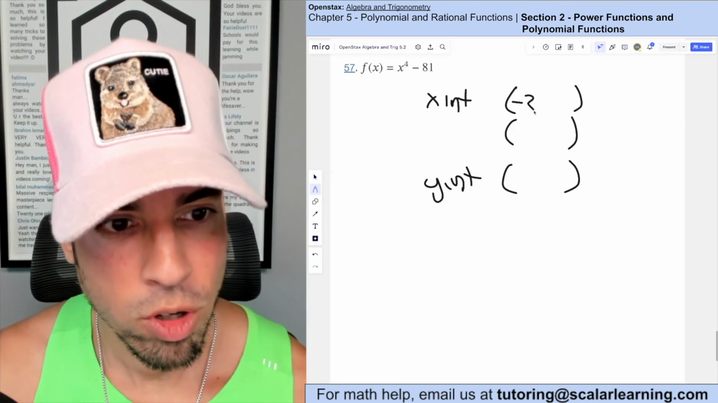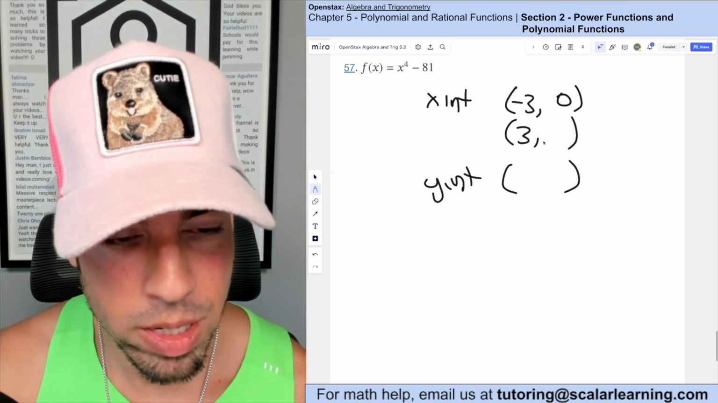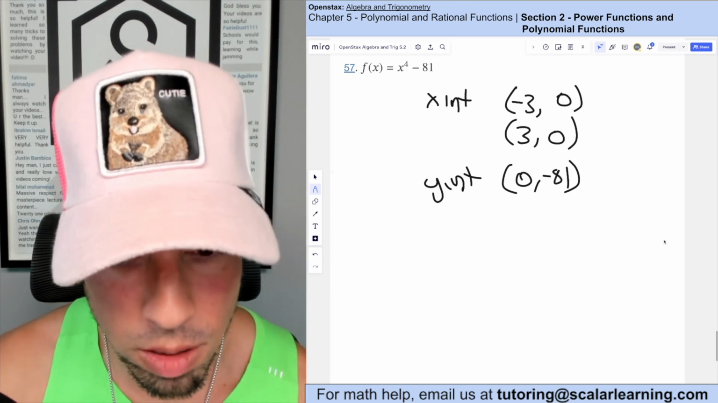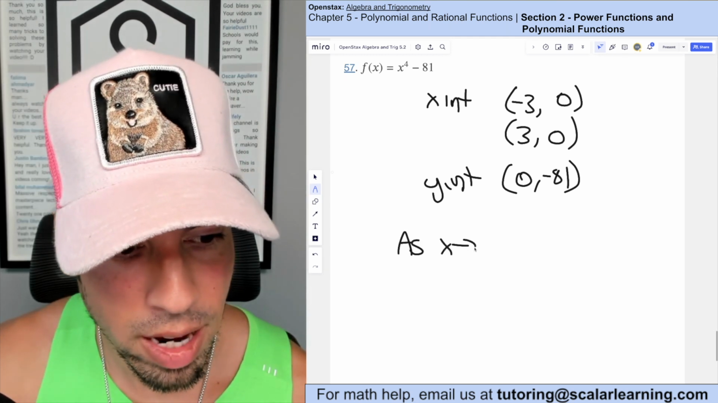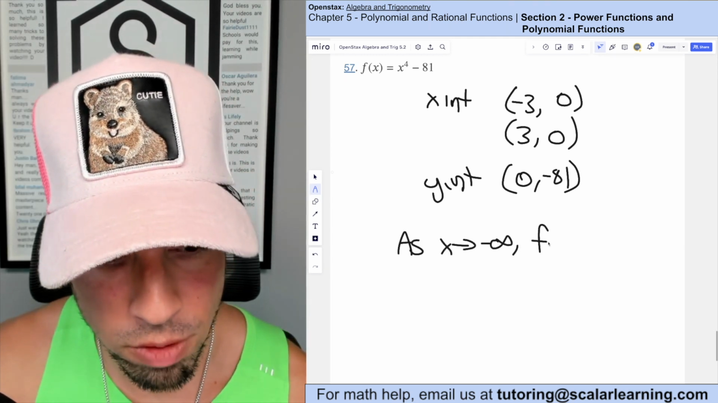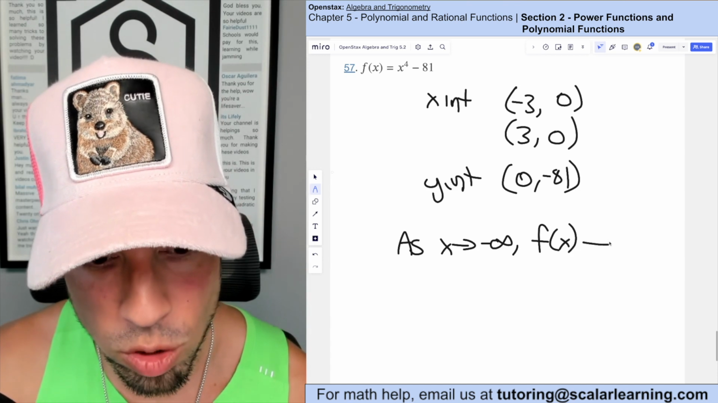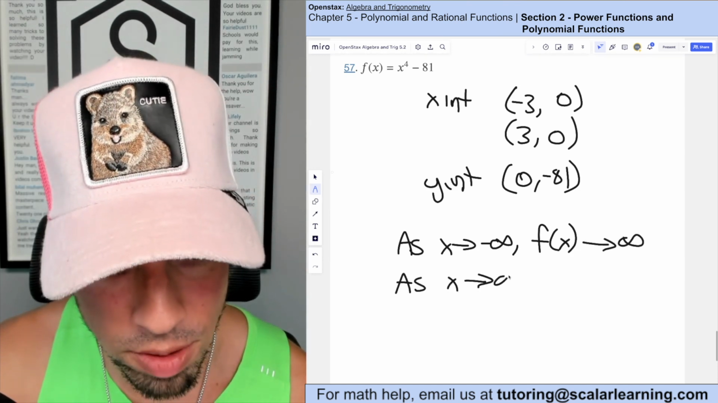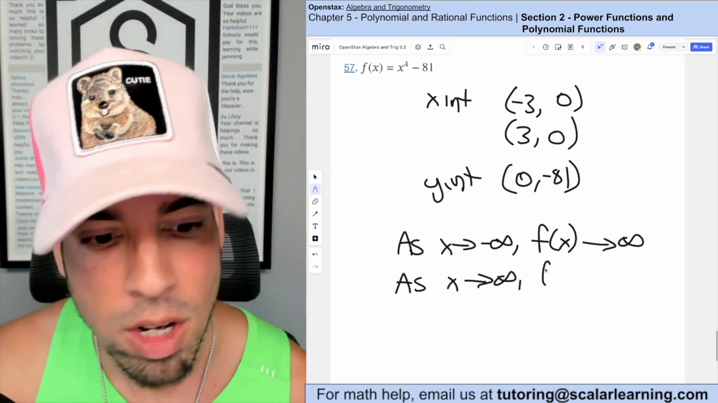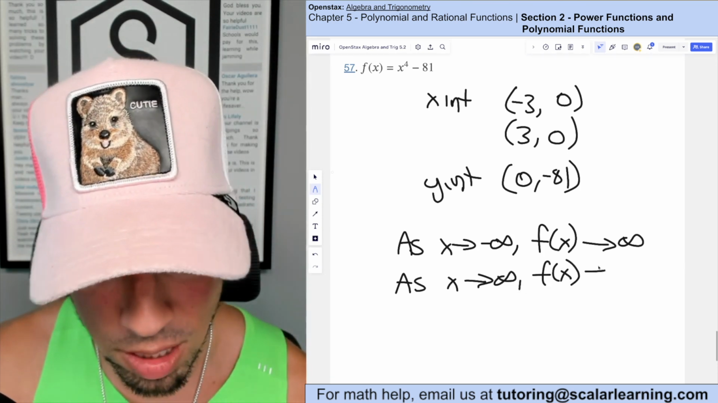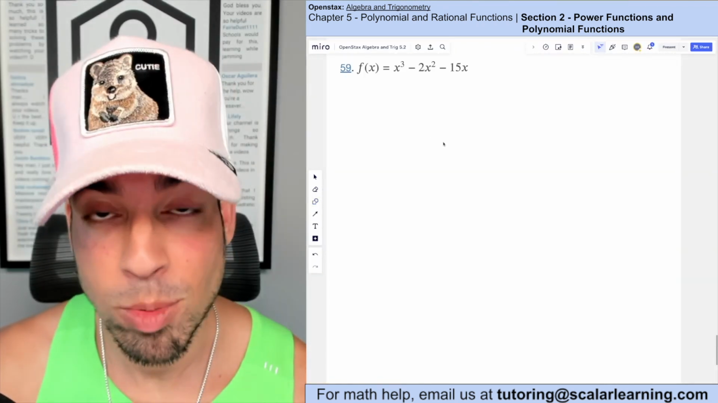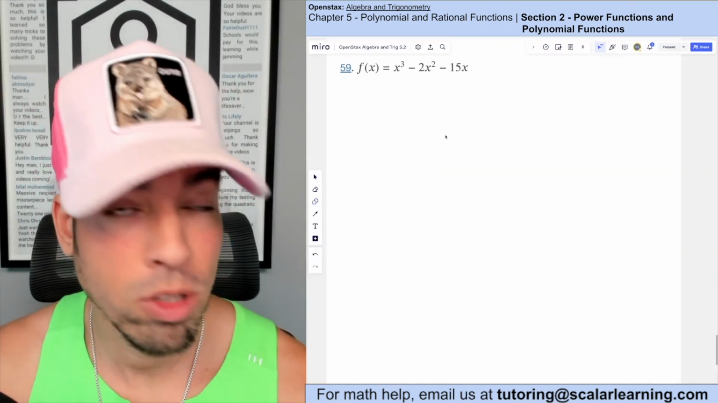So our x-intercepts are at negative 3, 0 and 3, 0, and that y-intercept was at 0, negative 81. And then for the end behavior, as x approaches negative infinity, the function value was increasing, meaning going towards positive infinity. And as x approaches positive infinity, it was going up on both sides. So once again, the function value is approaching infinity. Boom. For this function, we're meant to graph it in Desmos and then look at the intercepts and the end behavior. So let's do that now.